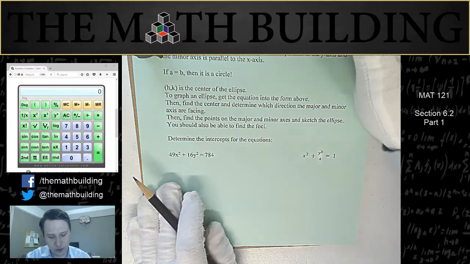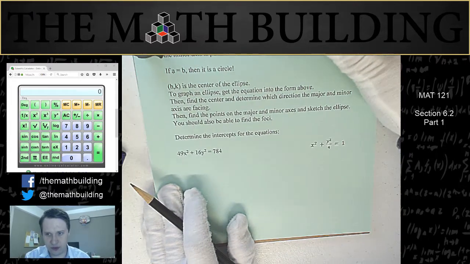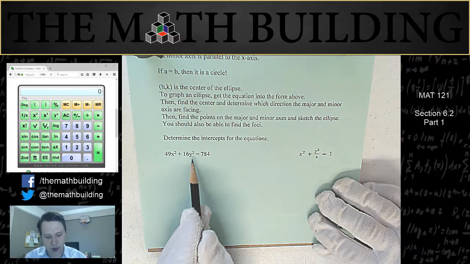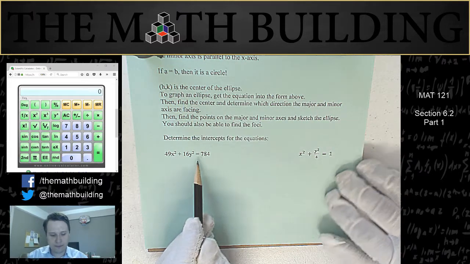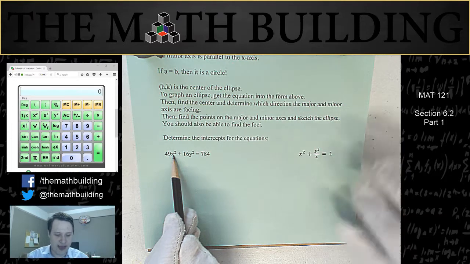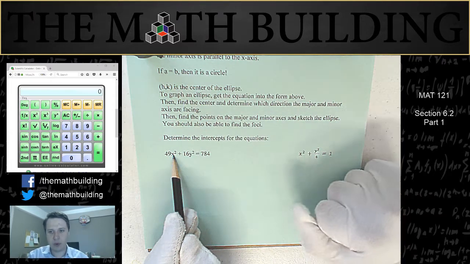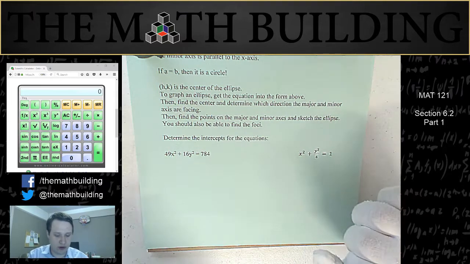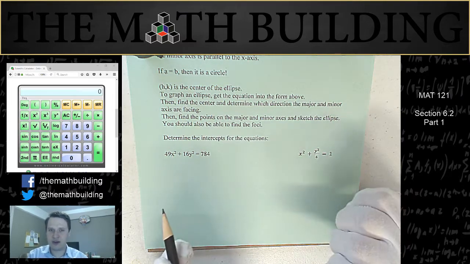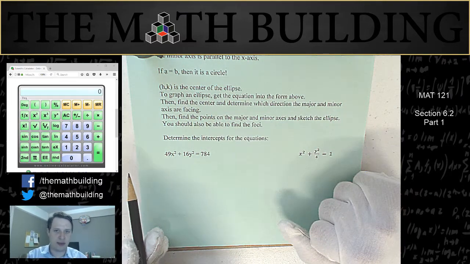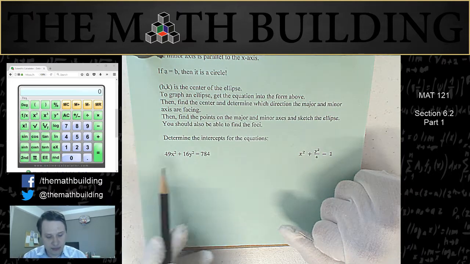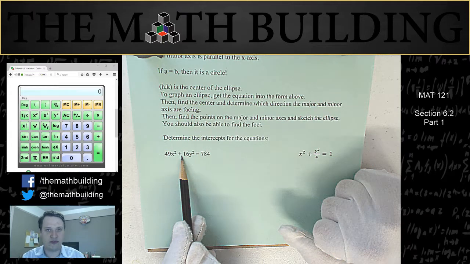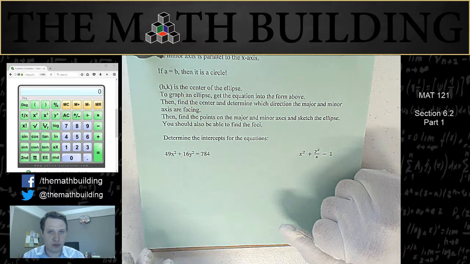So here's the first equation. Determine the intercepts for the equation. In other words, where do we hit the x-axis and where do we hit the y-axis? Well, the thing to do is to plug in 0 for x and solve for y, or plug in 0 for y and solve for x. That would tell you all four intercepts. But this is a little easier because I recognize it's an ellipse. How do I know this is an ellipse? x is being squared, y is being squared, and we have a plus. Those are the three things we need to have an ellipse.